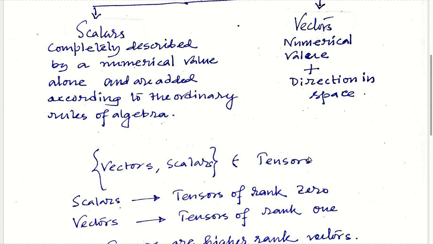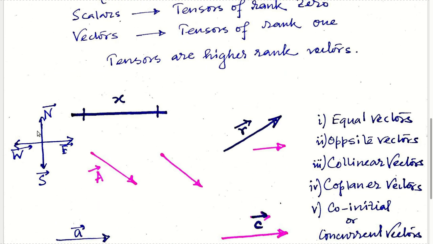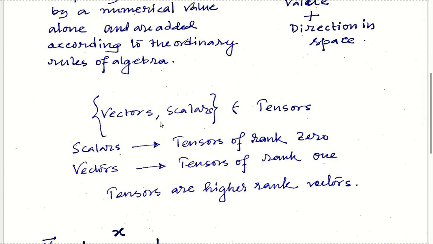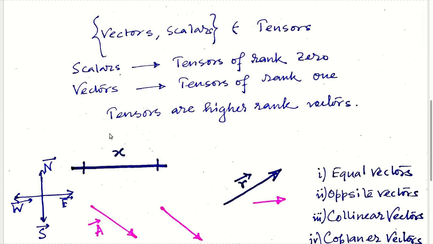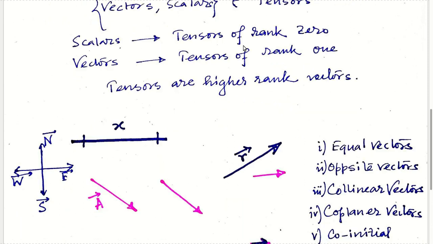So it's a scalar. And when we talk about vectors, we just mix a direction with the magnitude. We say 5 kilometers along north, we say 6 kilometers along south. Whether it is north, south, west or east, northeast, whatever it is, we define a direction. In that case, vectors are rank 1 tensors. Tensors are basically higher rank vectors. We shall learn this in the upcoming lectures if we have some time.